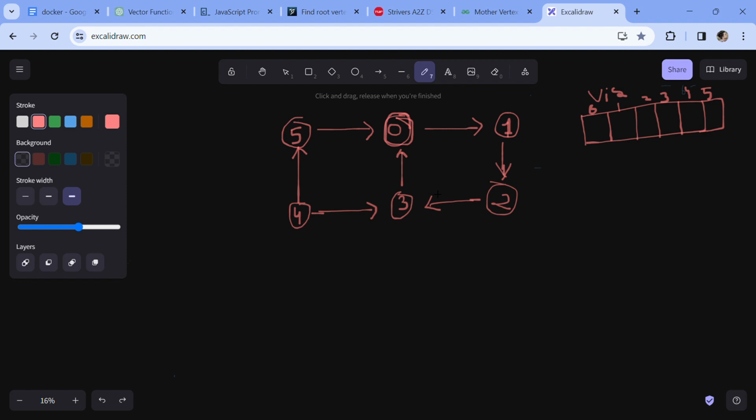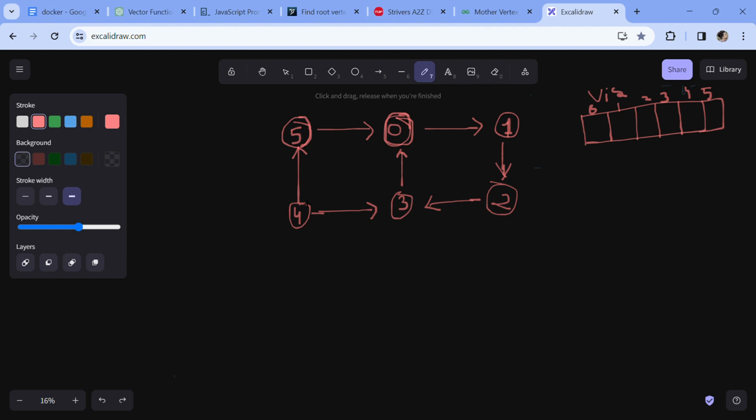So the simple approach is to do a DFS call from every node. If all the nodes are visited by calling the DFS from a particular node, then that particular node will be my root node.